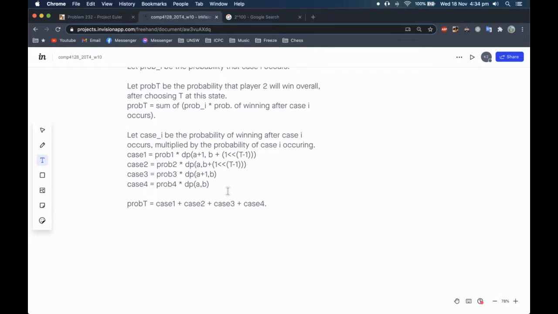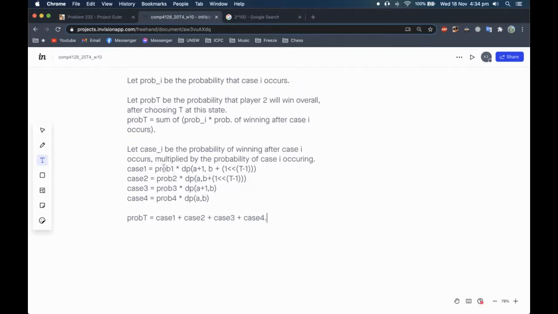So for a given t, all of these values are calculatable, right? Prob 1, prob 2, prob 3, prob 4 are all calculatable. All these values are calculatable as well. They're just the recurrence of our dp. So we know what case 1, case 2, case 3, case 4 is, and hence we can construct a DP off of that, in theory, right?